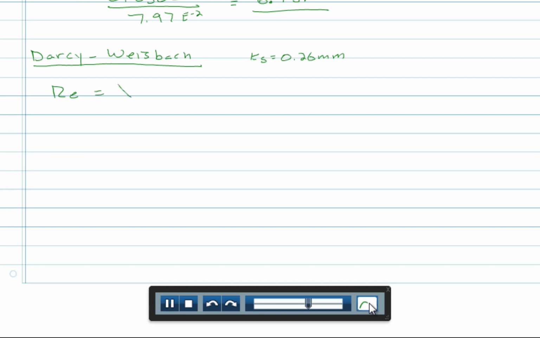So the Reynolds number here is the velocity times diameter divided by the kinematic viscosity. The velocity is 1 meter per second. The diameter is 0.15 meters. And the kinematic viscosity of water under typical conditions, where we haven't been specified some other temperature, is 1 times 10 to the minus 6 meters squared per second. So we can pop that into the calculator and get 1.5 times 10 to the 5th. And of course Reynolds number is unitless.